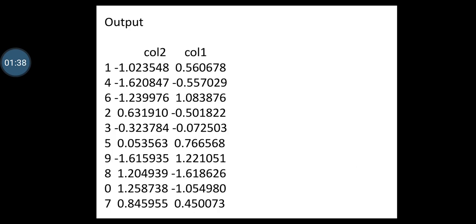You can see that the output is defined with column 2 and column 1, with three columns in total. One is the index number created by default, the second one is column 2, and the third one is column 1, which represent some values in an unsorted form.